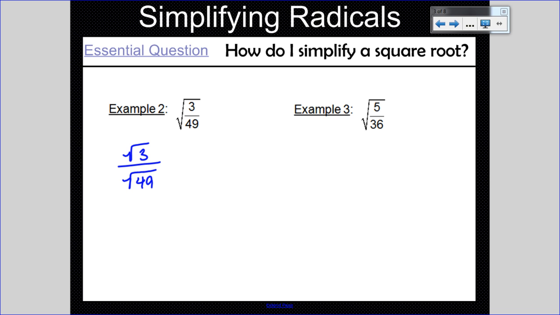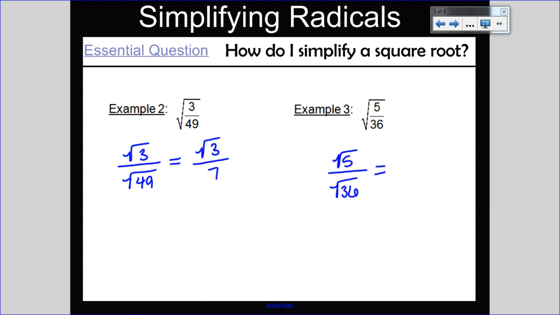So I have two different radicals. Well, the square root of 3 is not a perfect square, and it's a prime number, so I'm going to leave it as the square root of 3. But 49 is a perfect square, and the square root of 49 happens to be 7, so this simplifies to radical 3, or square root of 3 over 7. Example 3, same thing. Let's break it up into its two parts.